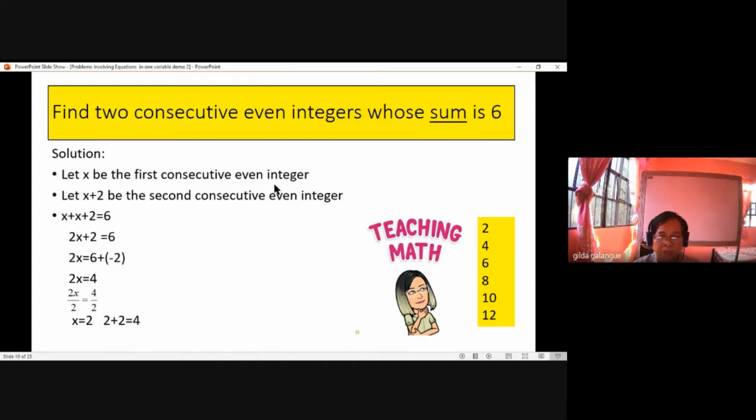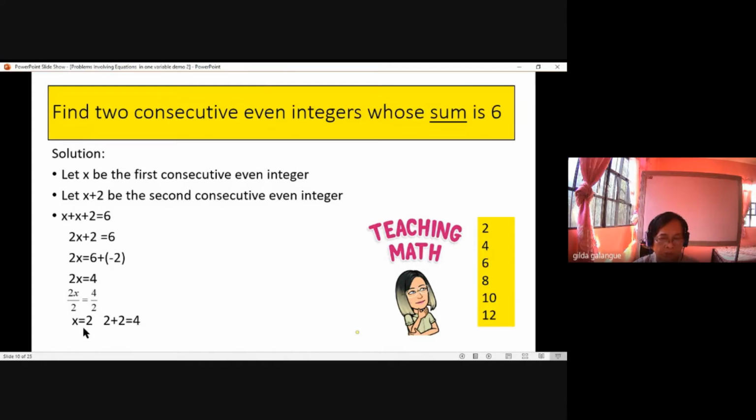Let x be the first even integer, and let x plus 2 be the second consecutive even integer. So, why is it that this is x plus 2? If we have 2 and 4, what is the difference of 4 and 2? That is 2. Therefore, we need to add 2. So, x plus x plus 2 equals 6. 2x plus 2 equals 6. 2x equals 6 plus negative 2. 6 plus negative 2 is 4. 2x equals 4. 2x divided by 2 equals 4 divided by 2.